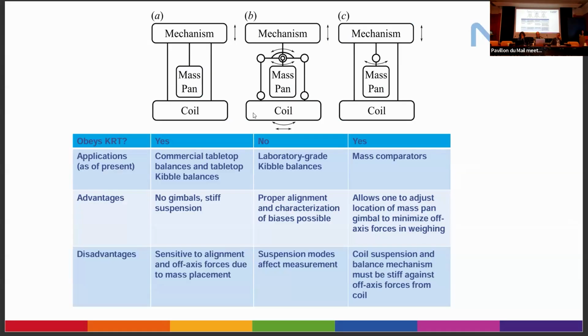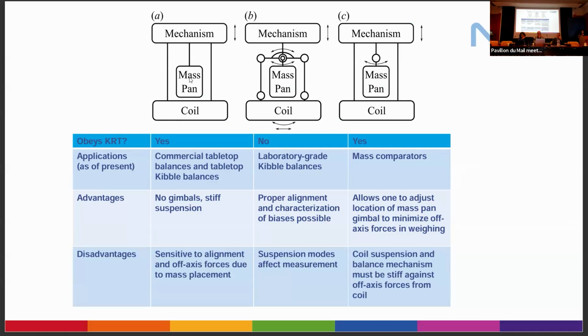And now going back to the mechanism, the way we suspend the mechanism determines which one follows KRT or not. Most tabletop Kibble balances, if you choose to use the same guiding and balancing mechanism and you make it stiff, follow KRT.